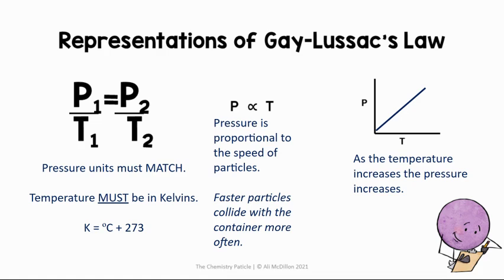Your pressure units must be the same, whether they are ATMs, millimeters of mercury, torr, or something else. Temperature, once again, must also be in Kelvin. If it's given to you in Celsius, you must add 273 to get Kelvin. We can see that pressure is directly proportional to the speed of the particles. Faster particles are going to collide with the container more often. And we can see our graphical representation. As temperature increases, so does pressure.